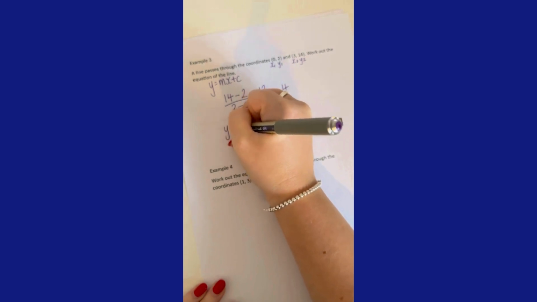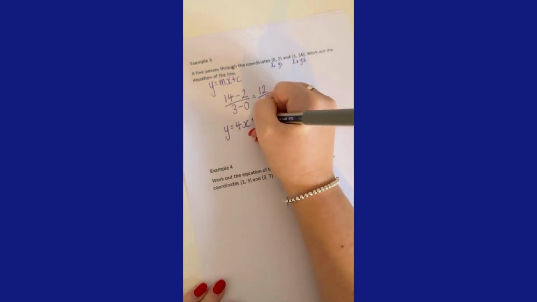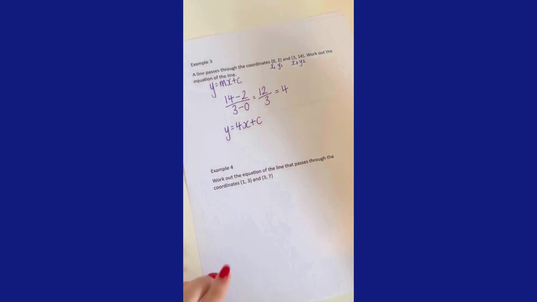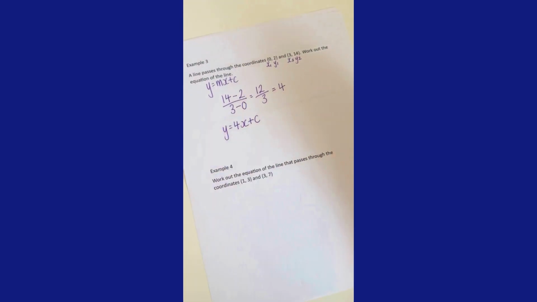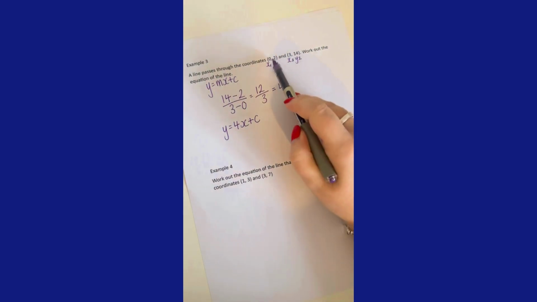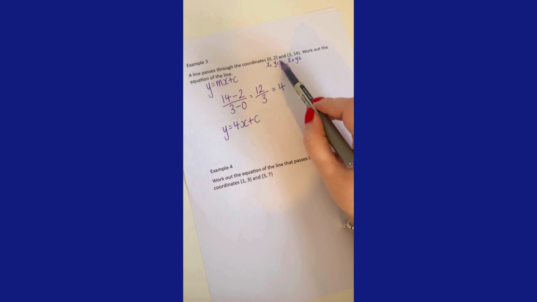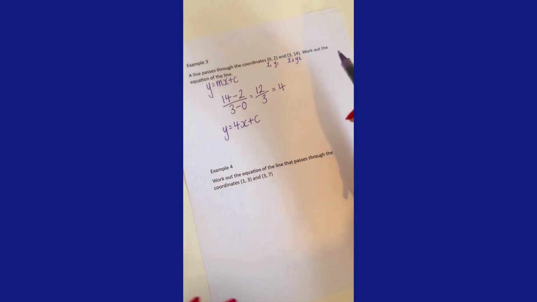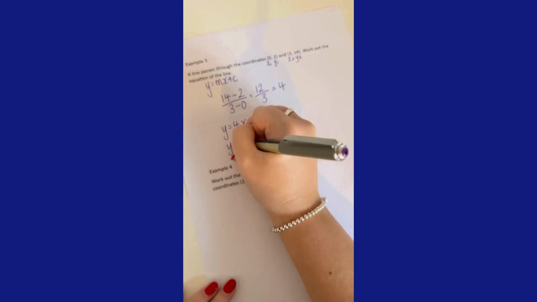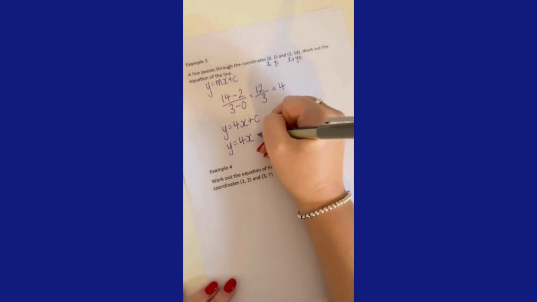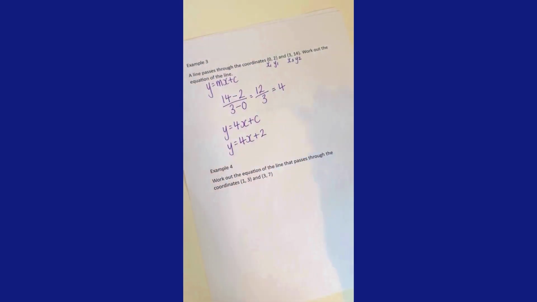So I can then say y equals 4x plus c. Now what I need to find is my y-intercept. On a question like this, if I look at my coordinates, I have this coordinate here, which has an x value of 0. So what that means is on a set of axes, this is crossing x at 0, which means my y-intercept is going to be this point here, which is 2. So I'm going to say y equals 4x plus 2.